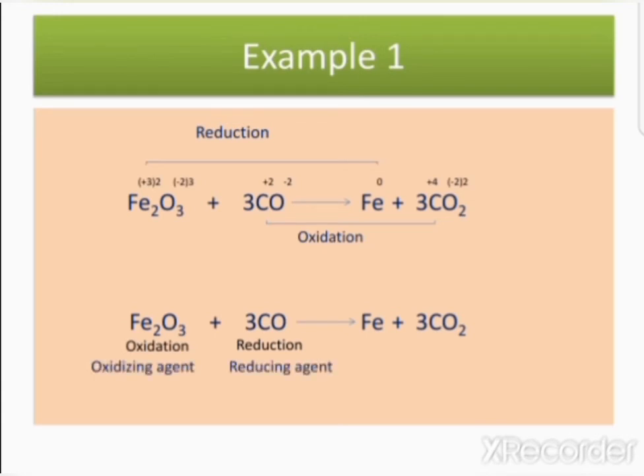The reactant carbon monoxide contains the carbon that is being oxidized. So, carbon monoxide is the reducing agent. The reactant Fe2O3 contains the iron that is being reduced. So, Fe2O3 is the oxidizing agent. Remember, the oxidizing and reducing agent is the whole molecule or formula unit and not the atom that has undergone change in oxidation state.